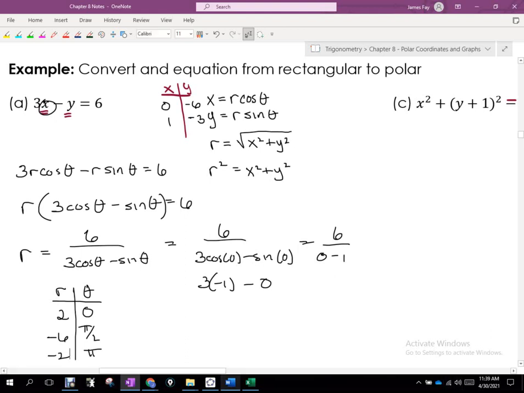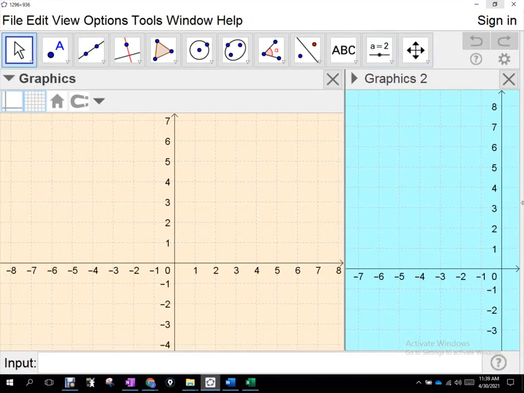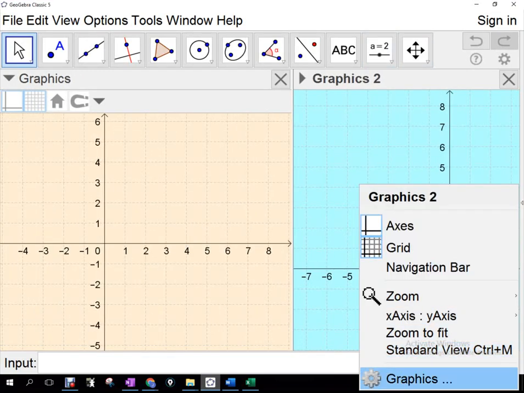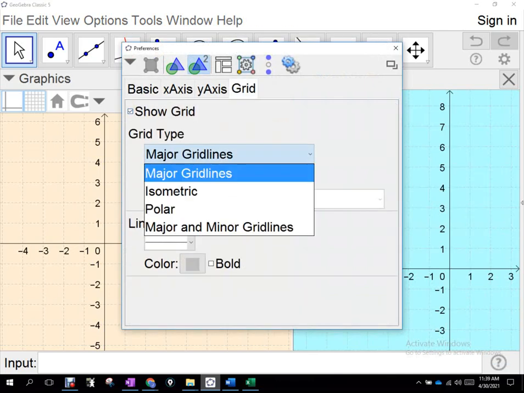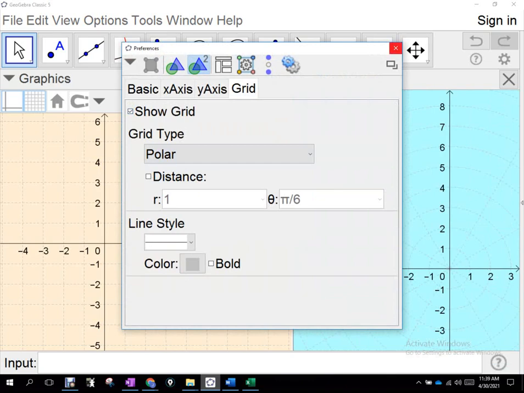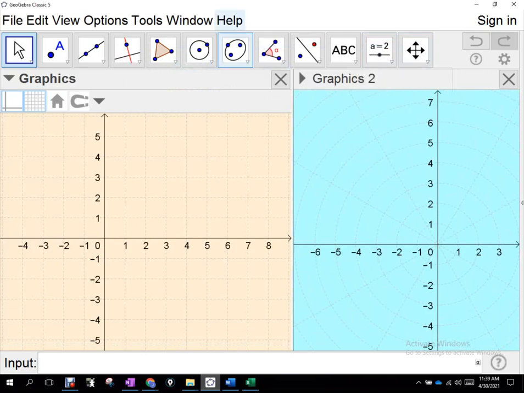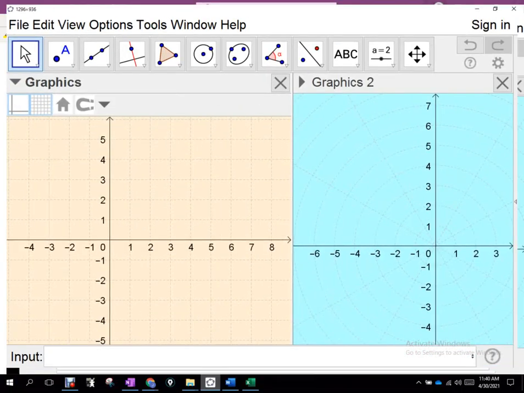But let's just go back to, I'll use GeoGebra here, and we'll put this one on the right in polar. Okay. So this one over here on the left, we said 0, negative 6 was a rectangular coordinate for this line. And we also had 1, negative 3.